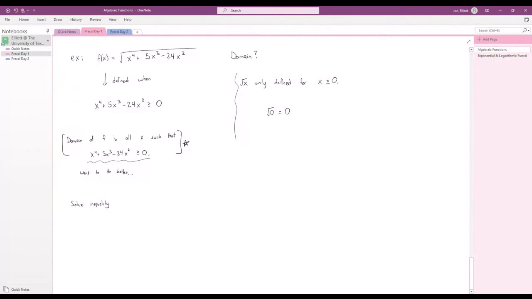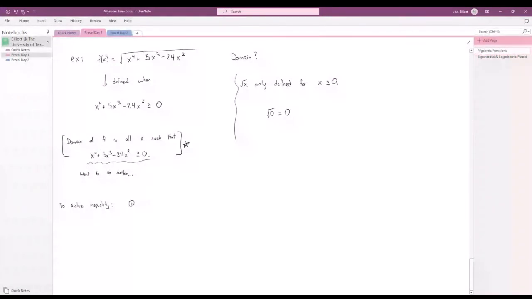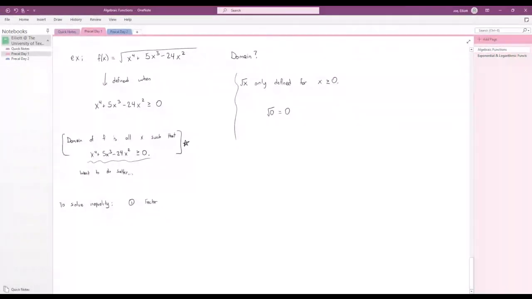Okay, let's start by factoring it, okay? So yeah, that's what we're going to start with first. Looks like a couple of people got the right answer, maybe. We'll see. But let's start by factoring this expression right now.